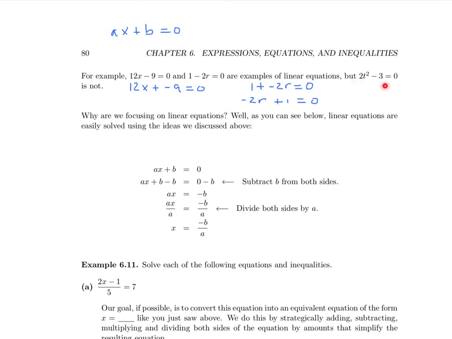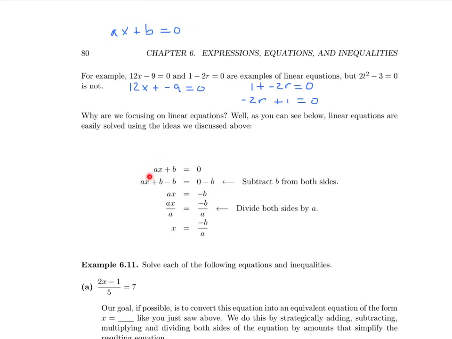This equation is not linear. Notice that the variable here, t, is squared. A linear equation will only have one factor of the variable. It cannot have more than one factor. So why are we focusing on linear equations? Well, as you can see below, linear equations are easily solved using the ideas that we discussed above. So, for example, here is a linear equation.